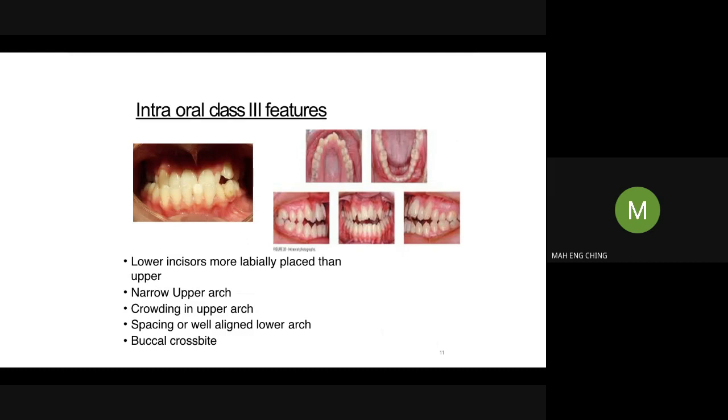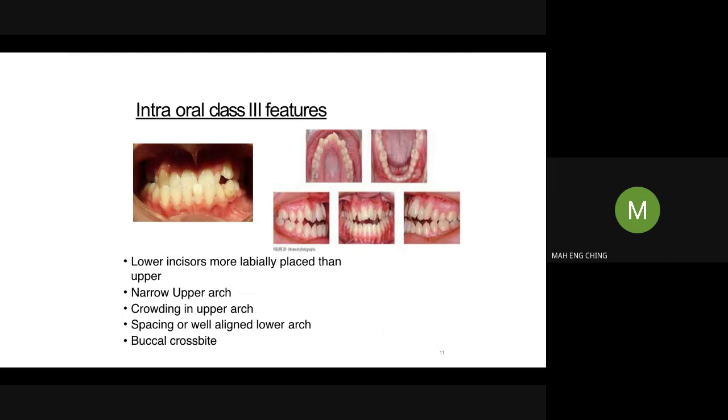Intraorally, the patient has the lower incisor more labially placed than the upper. It means we have an anterior reverse overjet, or an anterior crossbite. Then they have a narrow upper arch, which is why there is crowding on the upper arch. Usually the lower arch is a bit longer, bigger and wider, which is why they have spacing or a well-aligned lower arch. When the upper is narrow and the lower is broader, they usually have a buccal crossbite. It means the bite can be reversed on the posterior side, not only the anterior side.